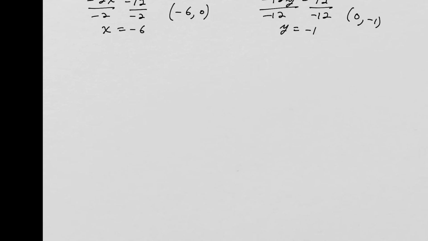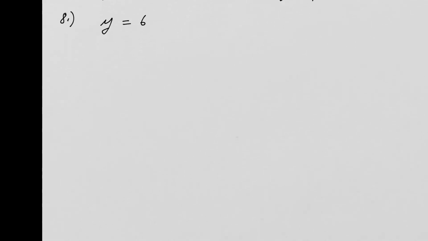Number 8. Okay, so here we're asked to graph the line y equals 6. Remember, this is one of our special cases. You should just know this: if you have y equals a constant, it's going to be a horizontal line. If you forgot that, let me walk you through this one more time. Let's make a little table.